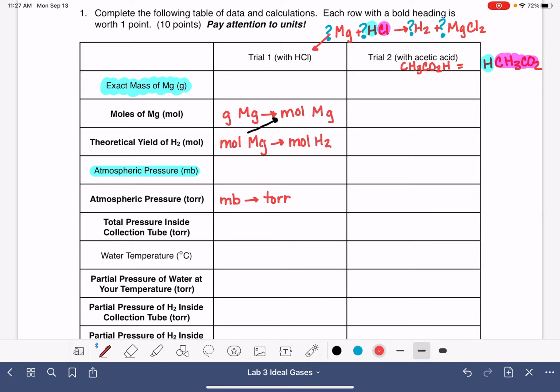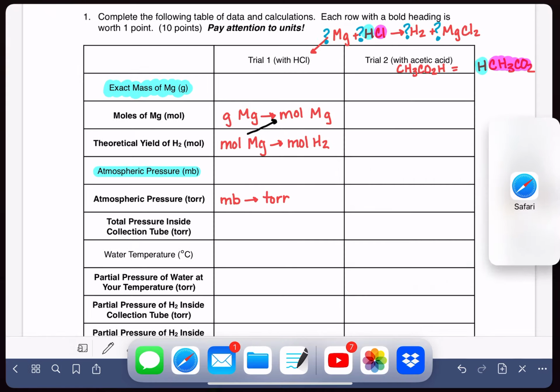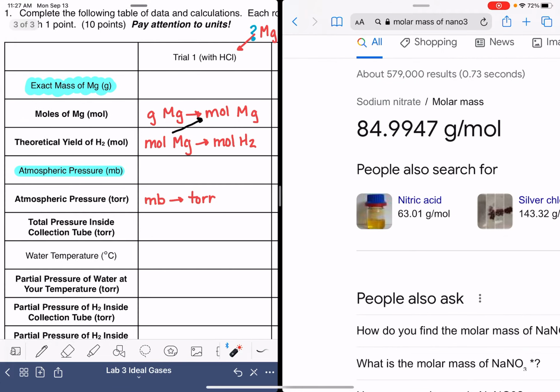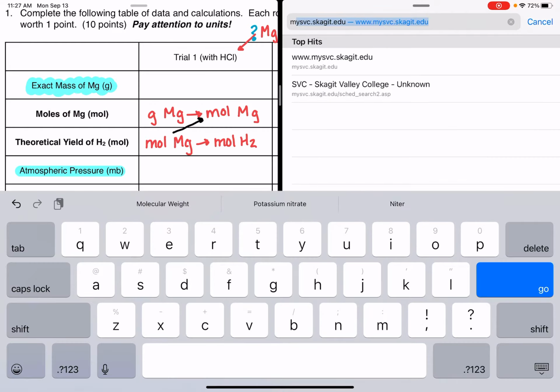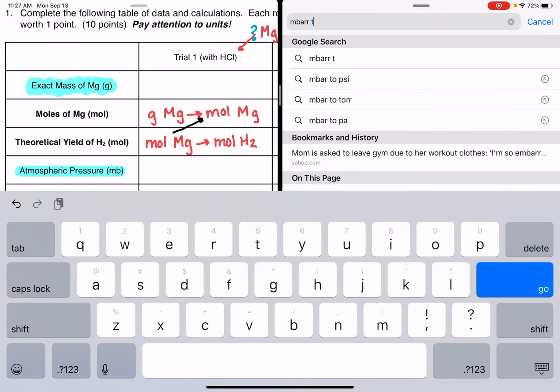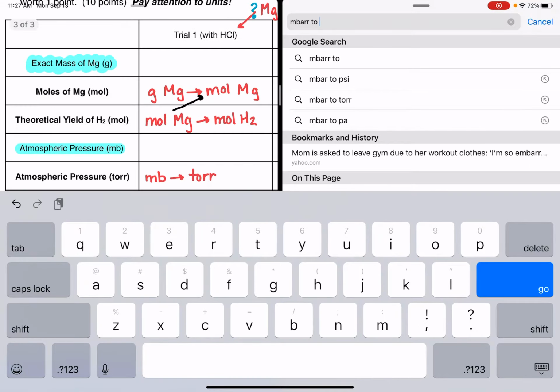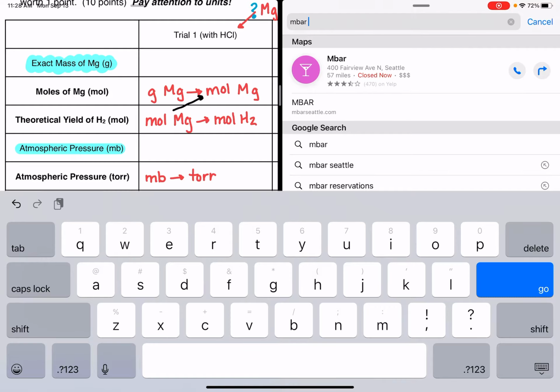Now you might be saying, oh my gosh, I don't think I've ever even heard of a millibar. Don't even try to look in your textbook to find that conversion factor because I'm pretty sure that it's not even in there. But don't even worry, Google can do this for you. So millibar to torr, look at that. The reason that I've written it over here as MB is because that's the unit that comes up on the barometer in lab, but the actual unit is millibar, and I think maybe I put too many R's on there.